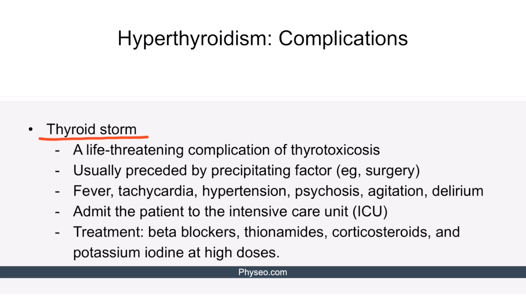In order to manage this condition, the patient should be admitted to the intensive care unit. Beta blockers should be given as soon as possible to control the heart rate. A high dose of thionamides and corticosteroids should also be administered to impair peripheral generation of T3 from T4. Potassium iodide can be given to block the release of T4 and T3 from the gland.